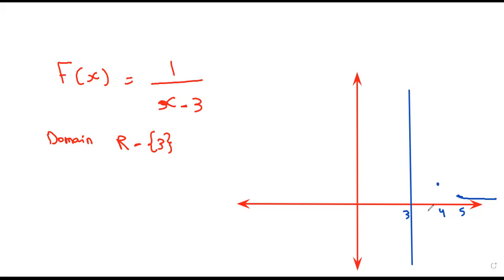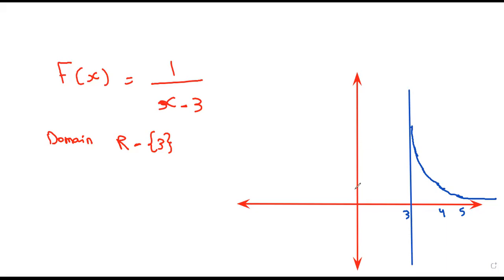What about something like 3.5? 3.5, you will get 2. What about 3 and 1 over 4 or 3 and 1 over 5? You will find that the curve is going up. But we couldn't cross this line because we couldn't substitute 3. So you will get a curve. Okay, this curve is going up in this direction, but this curve didn't cross this line.